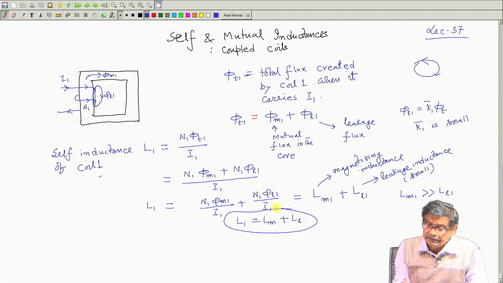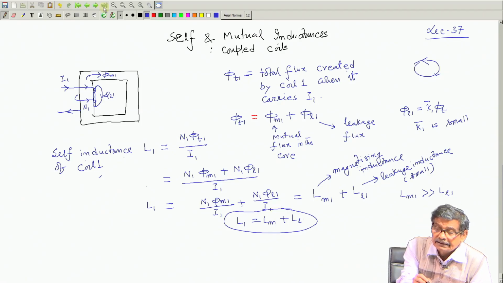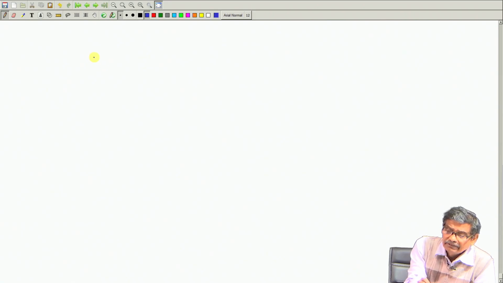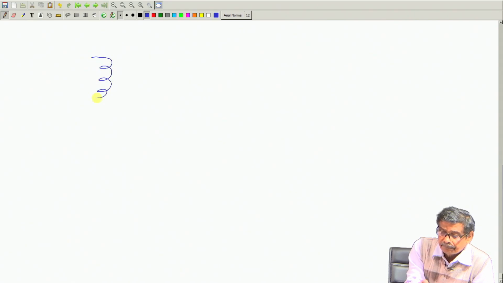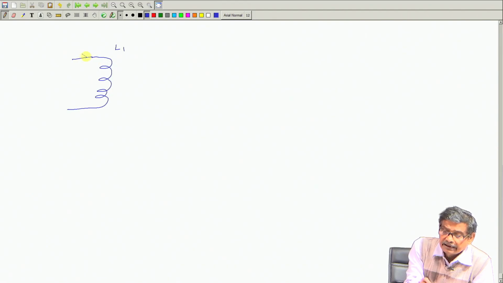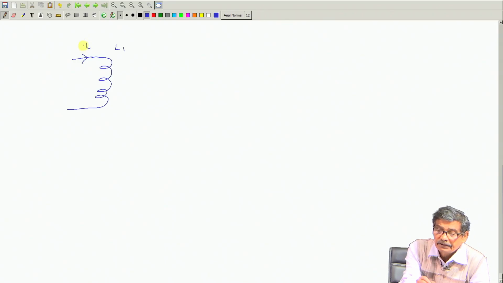Now, the inductance of a coil. So, henceforth I will not draw the magnetic circuit, I will simply draw this one, and I will say that the inductance of the coil is L1 and it is carrying a current I, which may be time varying. If it is a time varying current, then we know that there will be an induced voltage in the coil, L 1 d I 1 dt. We have done this so many times.